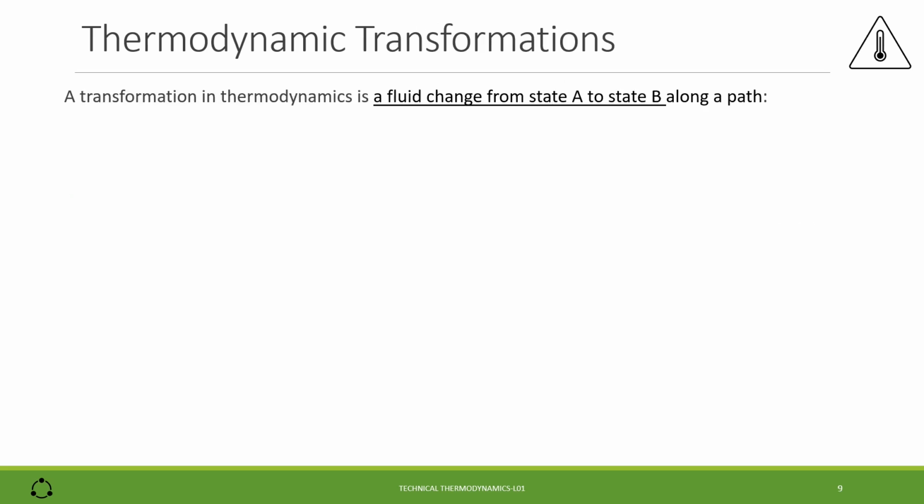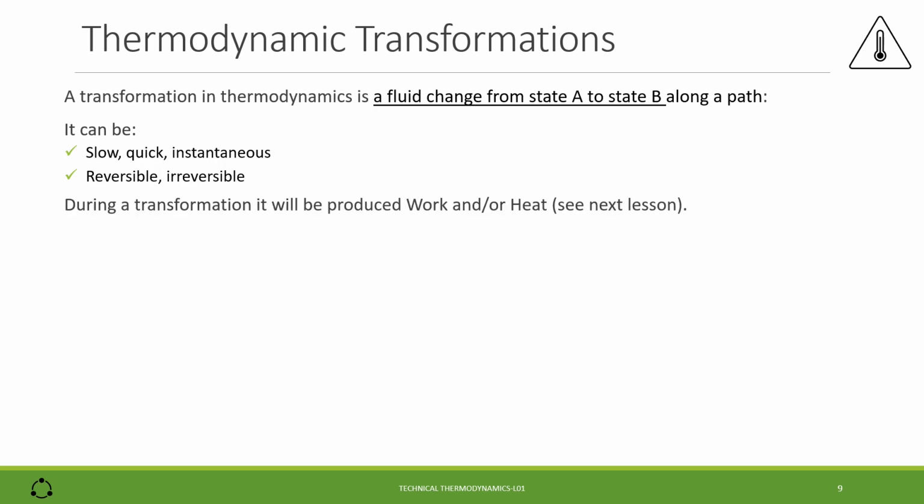A transformation in thermodynamics is a fluid change from state A to state B along a path. It can be slow, quick, instantaneous, reversible or irreversible. During a transformation it will be produced work and/or heat. This argument we will see in the next lesson.